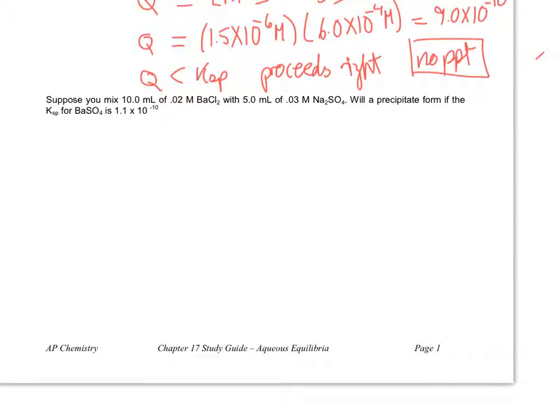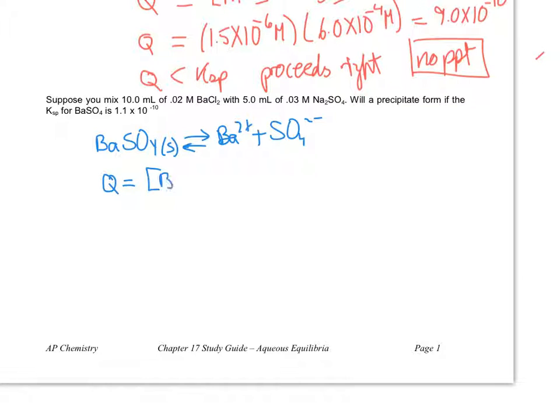Chloride salts are typically soluble, but that's not one of the rules that you had to memorize. Anyway, since they give us the KSP for BaSO4, we know that. So we'll write the dissociation equation for that. And if we want to figure out if the precipitate will form or not, we're going to write our Q expression, and we're going to solve for it and compare it to our K.